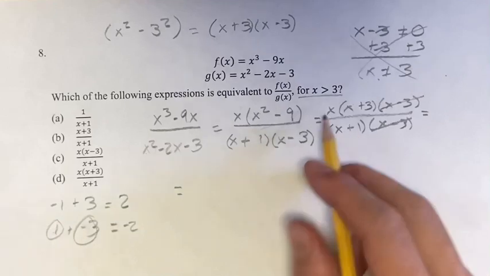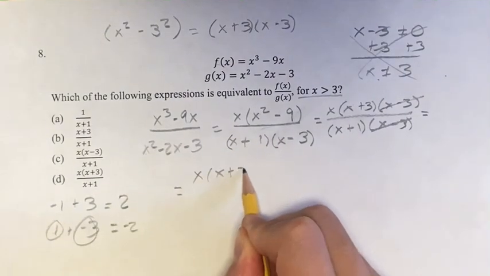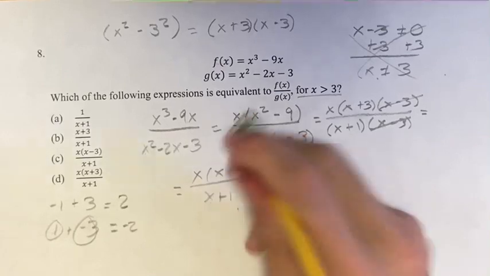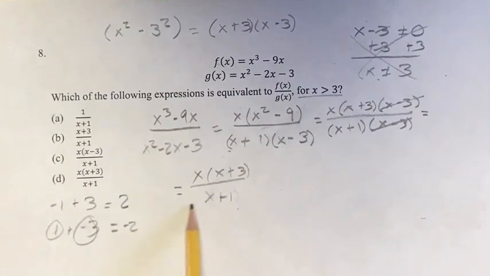So what we're left with is x times x plus 3 over x plus 1. You can't simplify this any further, so this is going to be your final answer, and this lines up with D.